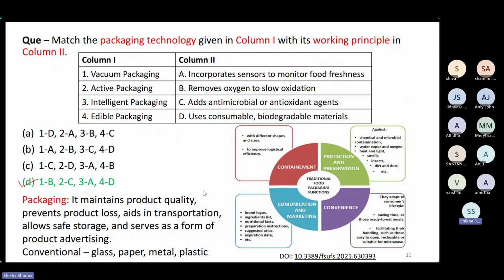So packaging basically maintains product quality, prevents product loss, and aids in transportation. It also allows safe storage, and it serves as a form of product advertisement method also. So conventionally, for food packaging, glass, paper, metal, and plastics have been used. So basically, food.